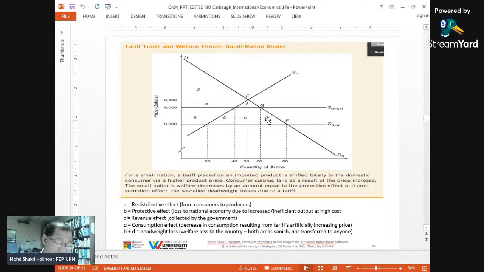D, in terms of the consumption, is because of the artificially high price brought about by the tariff. The price is artificially high, so people do not consume as before. So less consumption. So D is another deadweight loss. So B and D is the deadweight loss, the welfare loss to the country. Both areas vanish, not transferred to anyone.